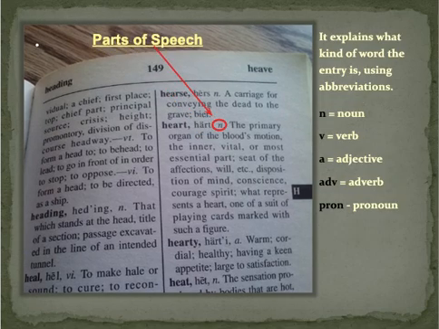Next, after that, we have the part of speech. It would have an N for noun, V for verb, A for adjective, ADV for an adverb, and PRON for pronoun. And obviously those are just abbreviations, but it helps you understand how that word is used.